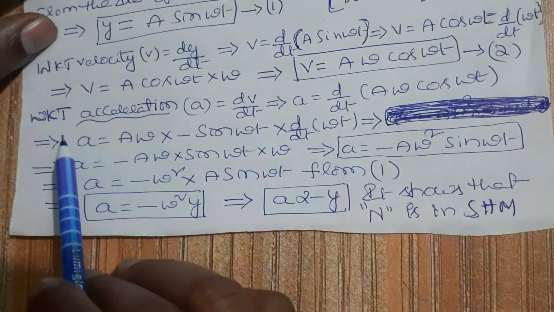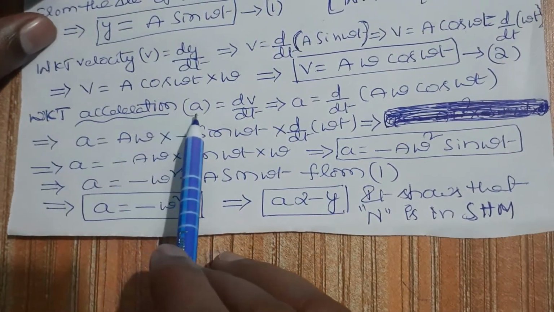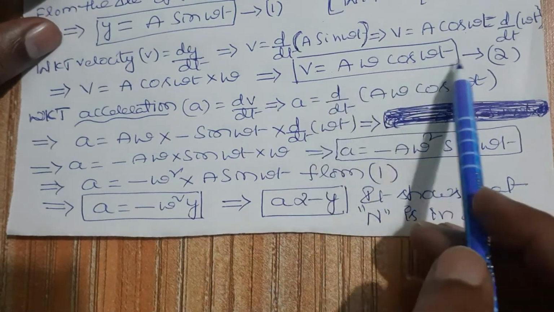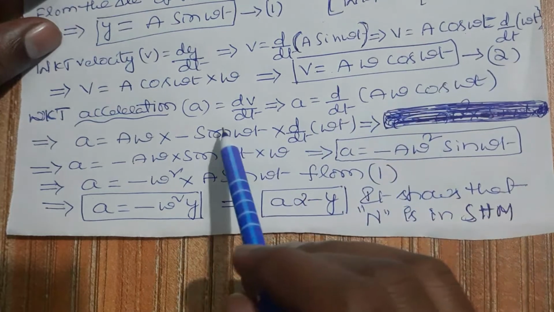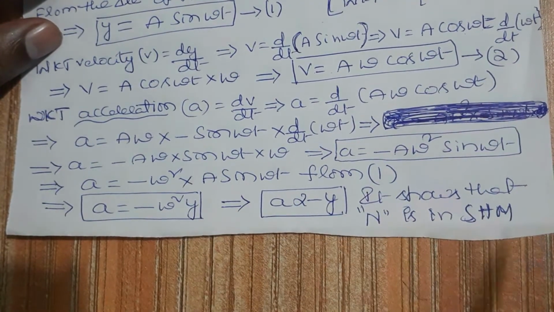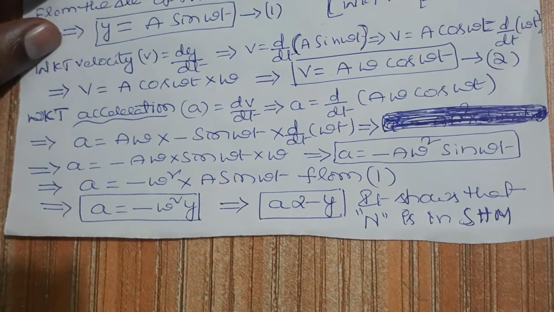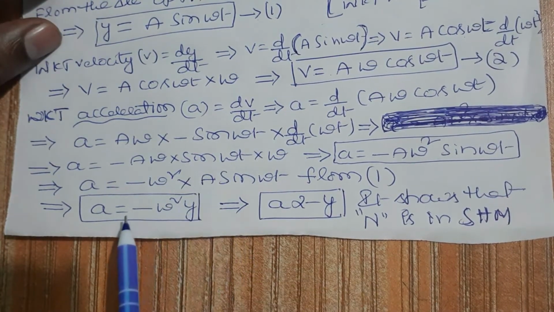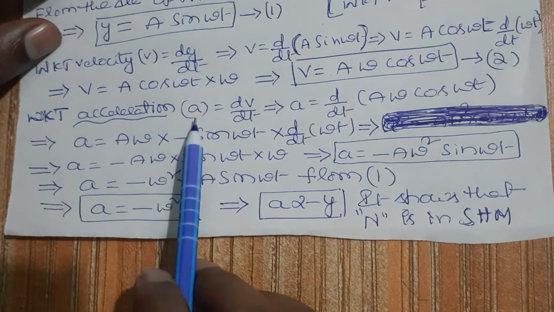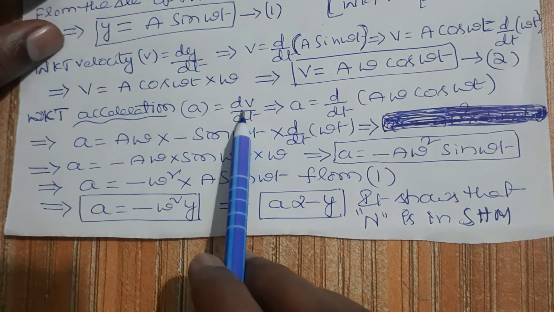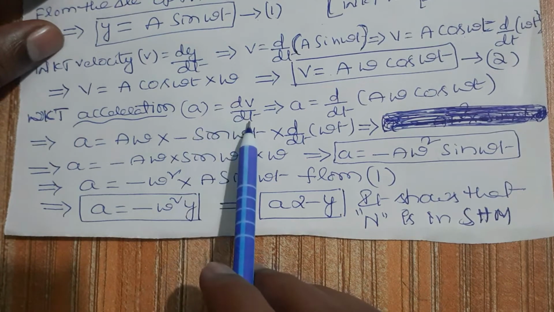Now acceleration, students. We know that acceleration a equals the rate of change of velocity. For velocity, equation 2 is derived. We want to show that acceleration is directly proportional to displacement for a simple harmonic motion. That is why we are taking acceleration. Acceleration is the rate of change of velocity, a equals dv by dt.